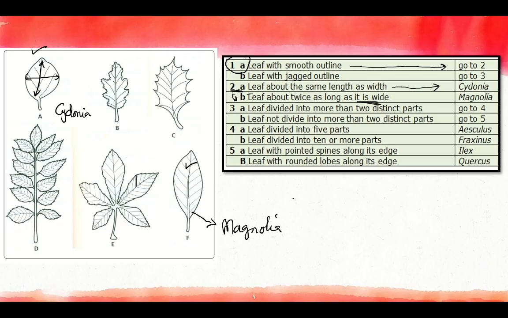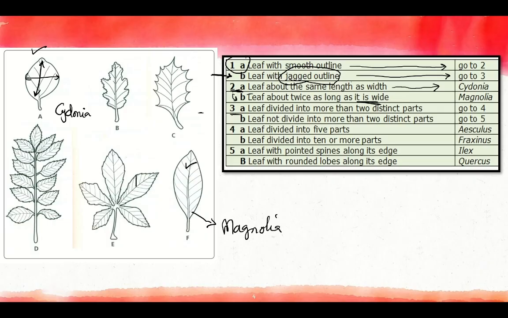Okay. Now once I'm done with leaf A and F, I am left with 4 leaves, B, C, D and E. So now I have to identify their names. Before I proceed, I have to go back where I left 1B point. So I will start from here. Leaf with jagged outline, you have to go to point number 3. As you can see, all these 4 leaves which we are left with have a jagged leaf. Their outlines are not smooth, they are jagged. So we have to follow point number 3.